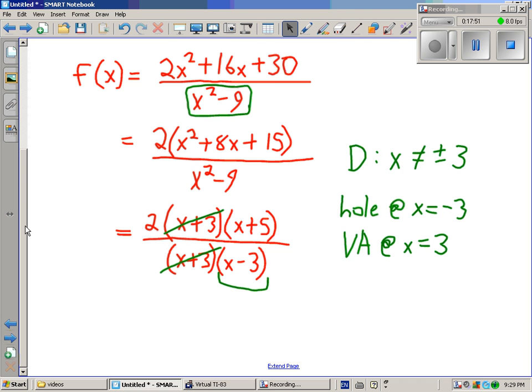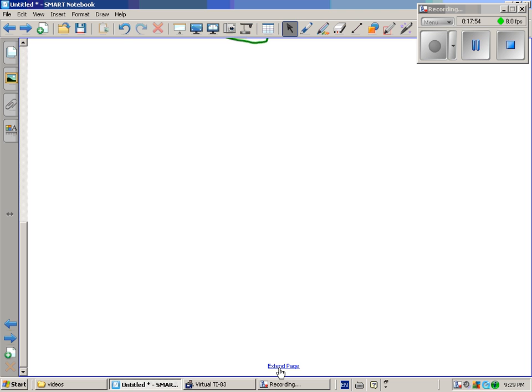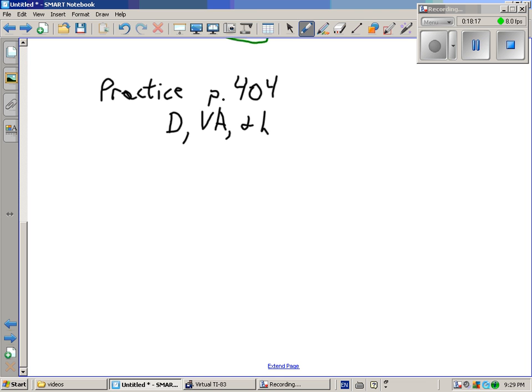So now that we know how to do this, and a lot of these basic skills you've got from finding the domain of functions last semester, here's what I want you to do. Your practice is going to be on page 404, and I just want you to find the domain, vertical asymptote, and the holes for the functions given in numbers 1, 5, and 9. Disregard what the directions say, just look at the functions and find the domain, the vertical asymptotes, and the holes. Good luck, and I'll see you in class.